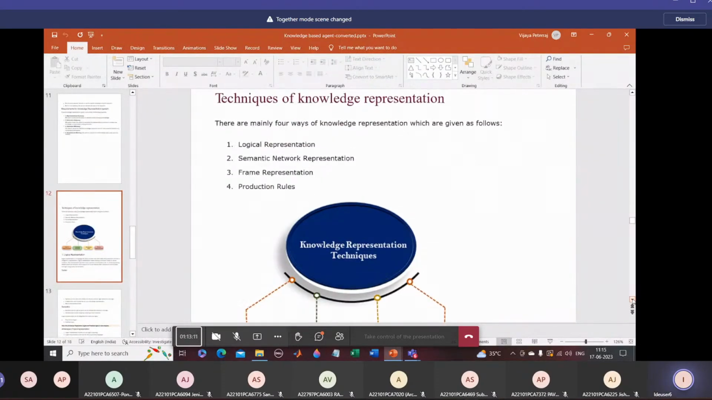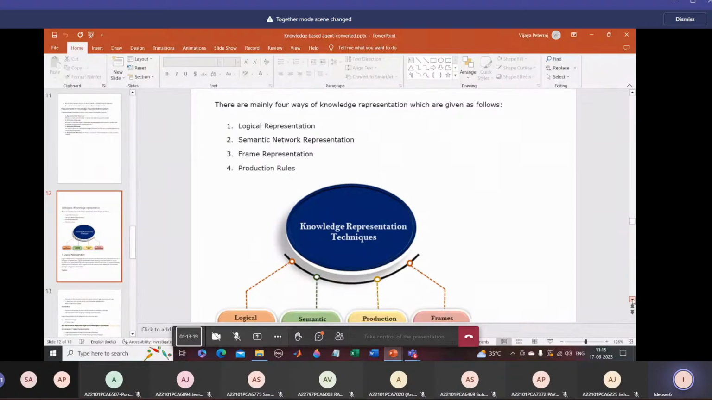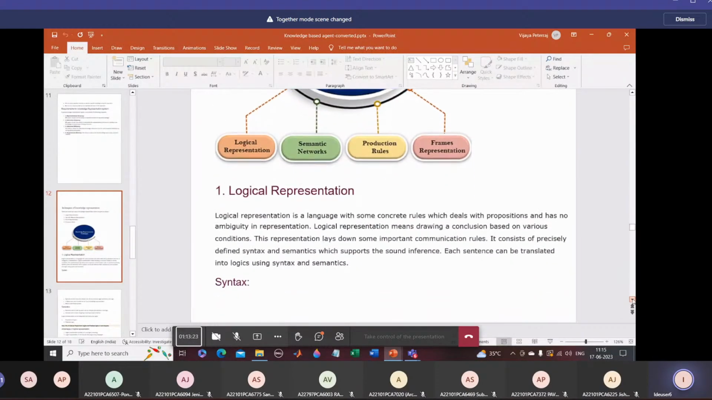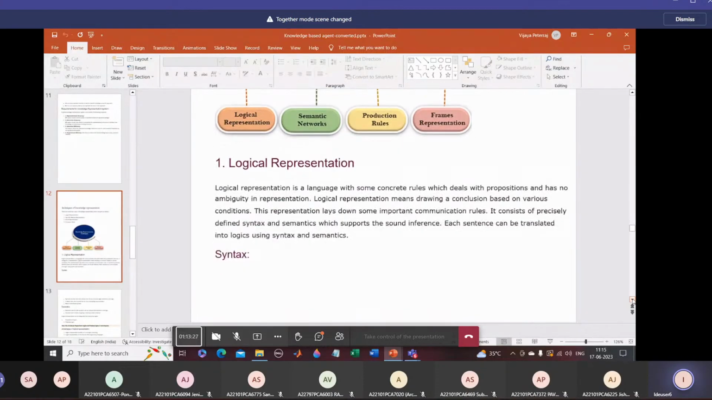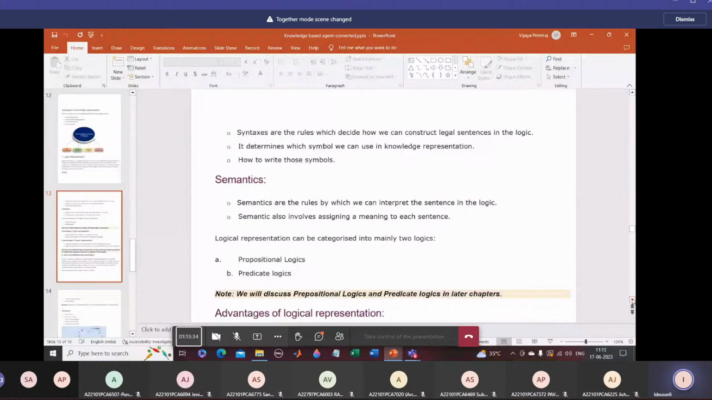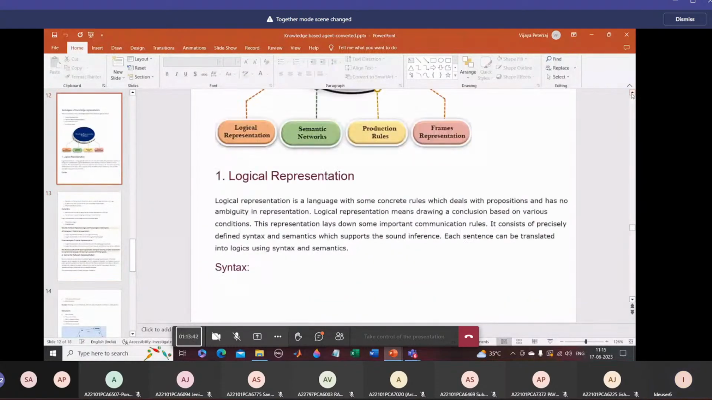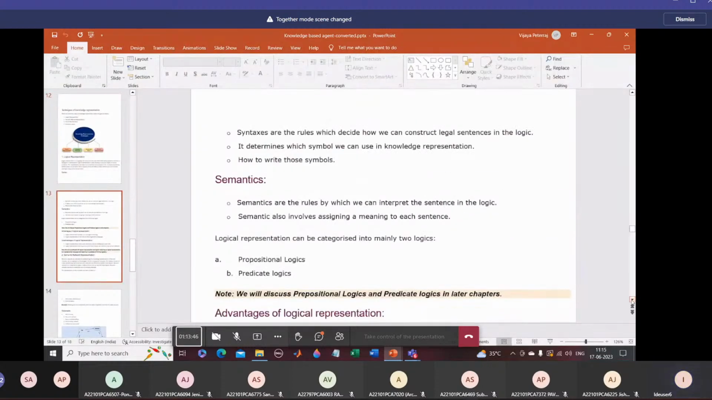What are the different techniques of knowledge representation? Four main techniques are there: logical, semantic network, frame, and production rules. So what is logical representation? It is a language with some concrete rules with propositions, and it has no ambiguity in the representations. You can draw a conclusion here. It has some syntax and semantics. The syntax is the rules of how the sentences have to be formed, and semantics is the meaning of each sentence. In logical representation, two logics are there: propositional and predicate.